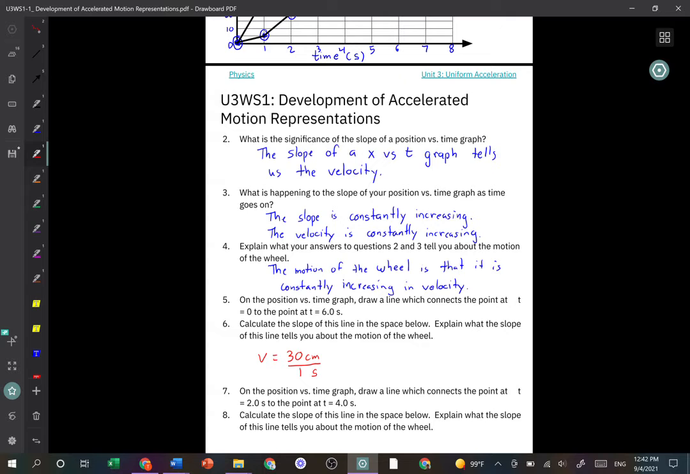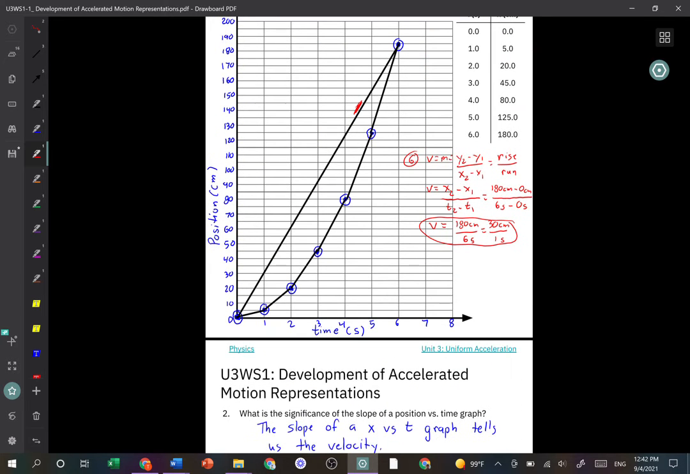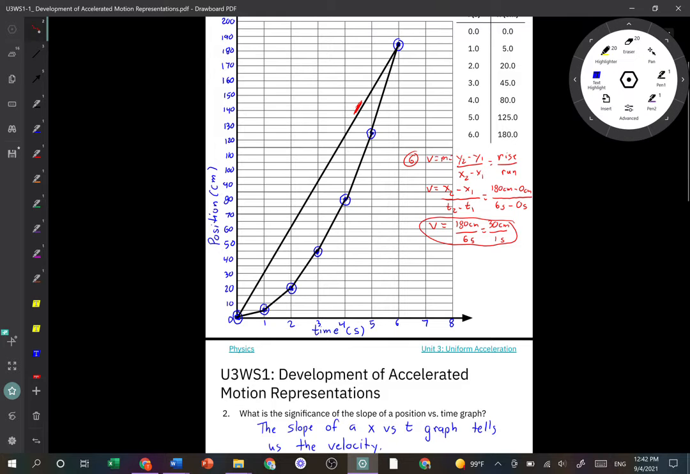Question 7. On the position versus time graph, draw a line which connects the point at a time of 2 seconds to the point at a time of 4 seconds. So we're going to go from a time of 2 seconds to a time of 4 seconds. I'm just going to change the color of my line real quick, just to make it a little bit easier for us to see. Yeah, let's go with green for this one. So 2 to 4.